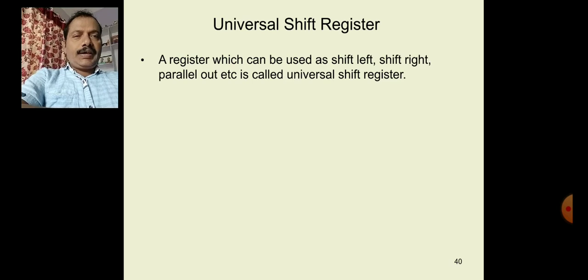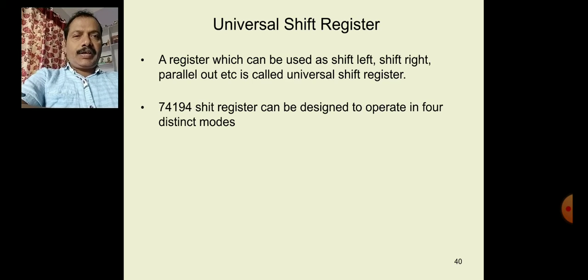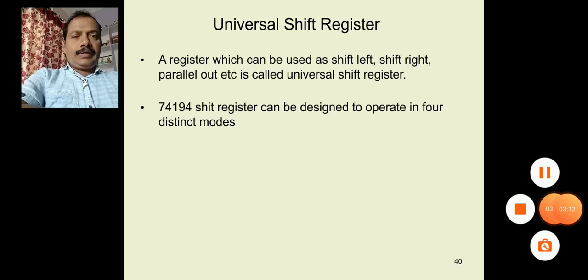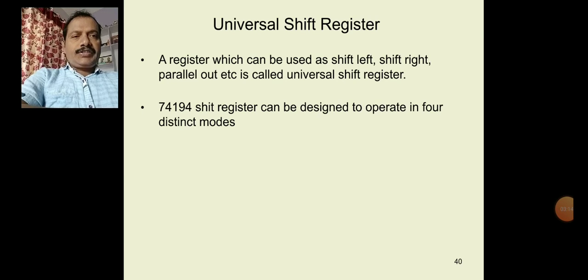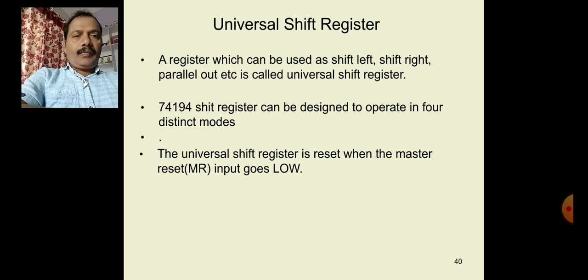Now let us consider the universal shift register, which is widely used, 74194. It is the IC number of the universal shift register. It can shift left, shift right, and parallel load, etc. So it can do such jobs. So let us see. The universal shift register is reset when the master reset input goes low.